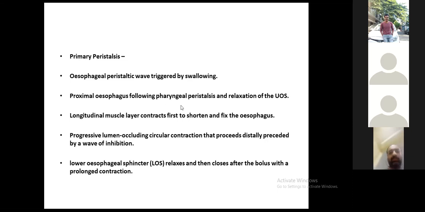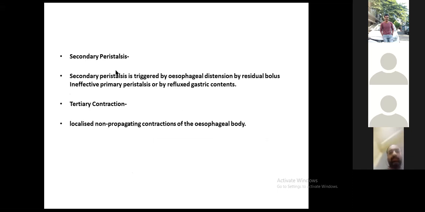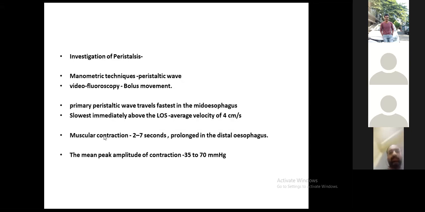Primary peristalsis is basically important for the passage of food bolus. The secondary peristalsis usually is triggered by the esophageal direct distension by the residual bolus. Actually, it is ineffective when compared to the primary peristalsis. The tertiary contraction is defined as a localized non-propagating contraction of the esophageal body.